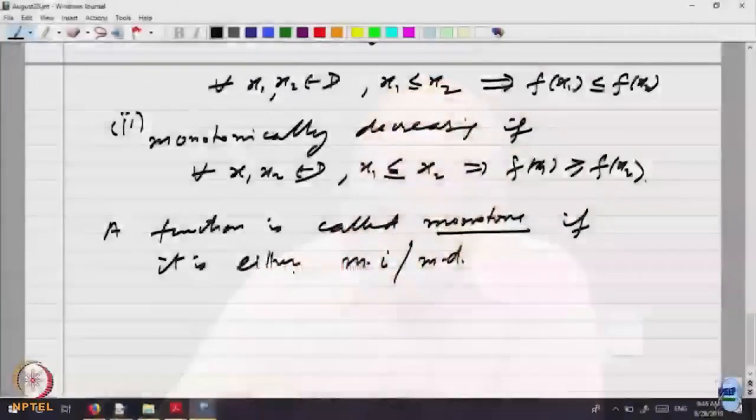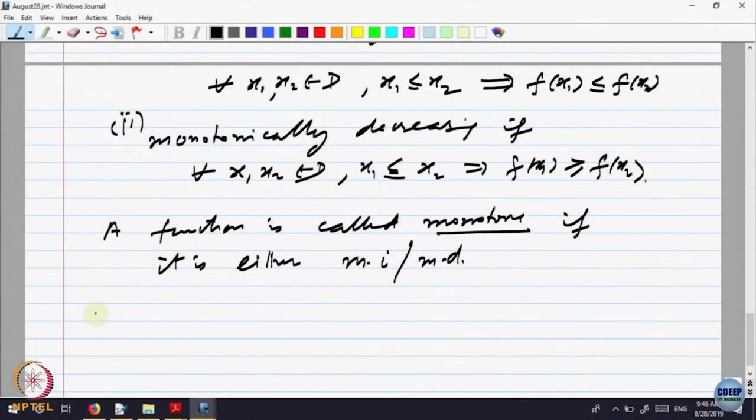Okay. See, increasing and decreasing are not properties of the function at a point. These are properties of the function over the domain, while limit and continuity are properties of the function at a point. So, that is the difference. This is a property of the function over a domain, or at least over a subset of the domain. So, monotone if it is either increasing or decreasing. So, let us observe our observations or properties.